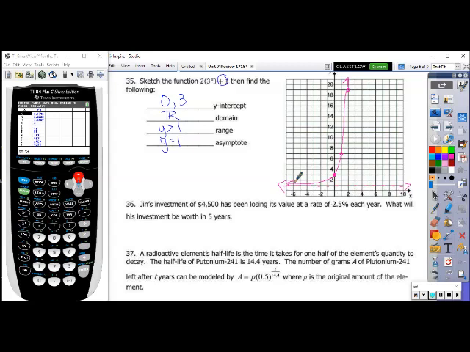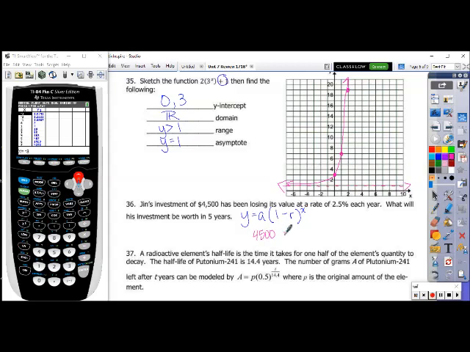For number 36, we have Jen's investment was $4,500, has been losing its value at a rate of 2.5% each year. What will his investment be worth in 5 years? So we're going to use our equation. Y equals A, parentheses, 1. Since it's losing, I'm going to say minus R to the X. You could also say T power. Our initial value is 4,500.